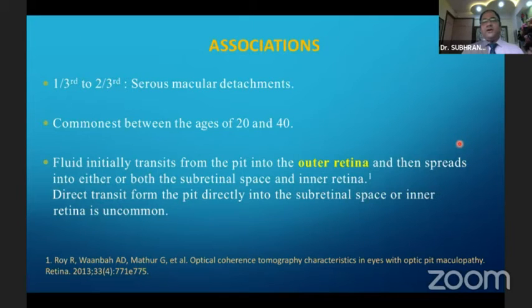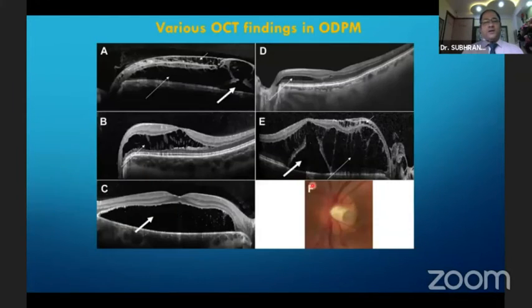Associations: one third to two thirds present with these sort of detachments, which are commoner in 20 to 40 years of age. Now, what is important is that the fluid initially transits from the pit into the outer retina and then spreads either or both into the subretinal space or the inner retina. So we might have a variety of OCT findings, like inner retinal fluid, outer retinal fluid, outer macular hole, and we might have subretinal fluid.